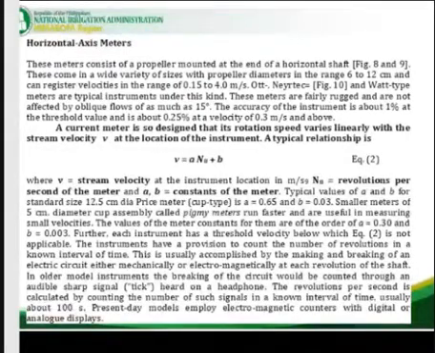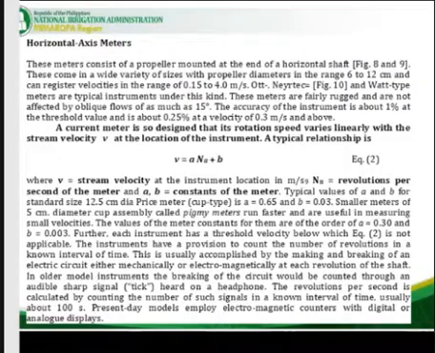Typical values of a and b for a standard size 12.5 centimeter diameter Price meter, cup type, are a equals 0.65 and b equals 0.03. Smaller meters of 5 centimeter diameter cup assembly, called pygmy meters, run faster and are useful in measuring small velocities. The values of the meter constants for them are of the order of a equals 0.30 and b equals 0.003. Further, each instrument has a threshold velocity below which equation 2 is not applicable.